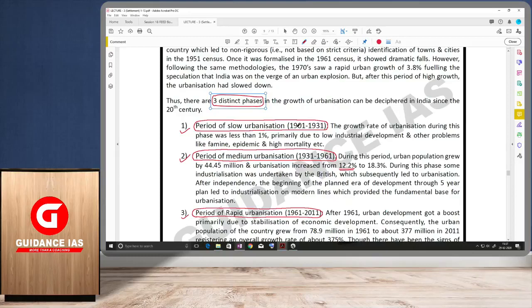पहला point हो गया इसका. So what we are saying here, rural urban transformation was slow. Why? Reason was essentially the policy of British. Second, rural urban migration के component की बात करें, so rural urban migration also, can I say it was slow? Because India was still to experience demographic transition.